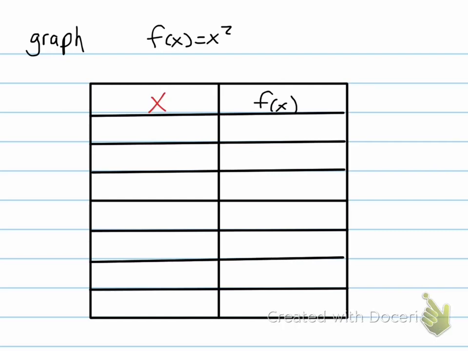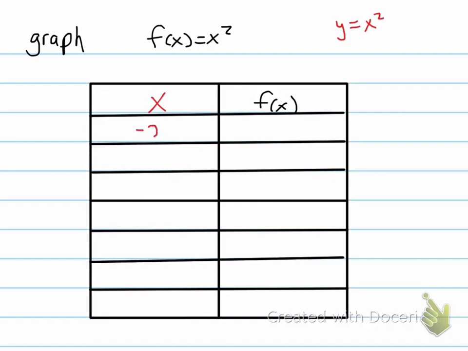And keep in mind that f of x equals x squared, y equals x squared. These mean the same thing. It's just in function notation. Alright, so my x values. What I like to do is start off with an x value that is negative. Usually negative 2 or negative 1. Since we're making a big table, I'll start with negative 2.